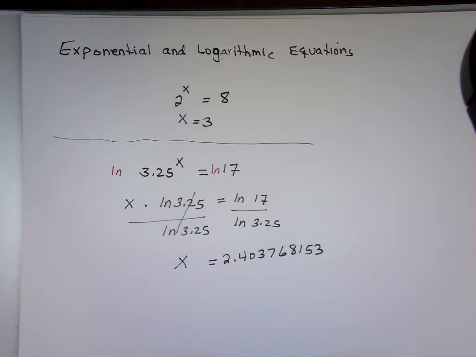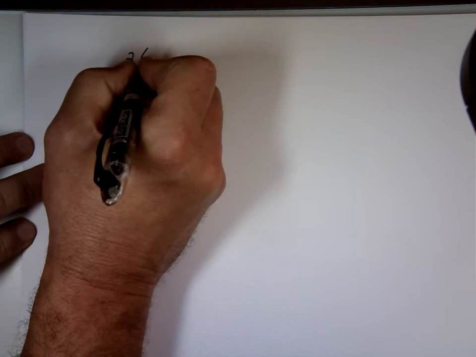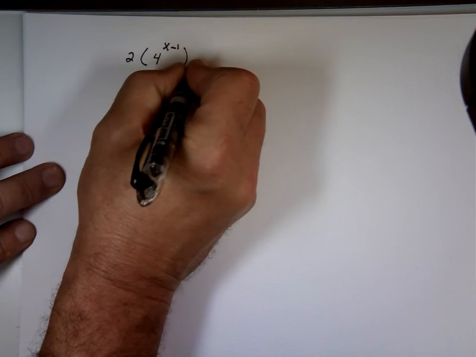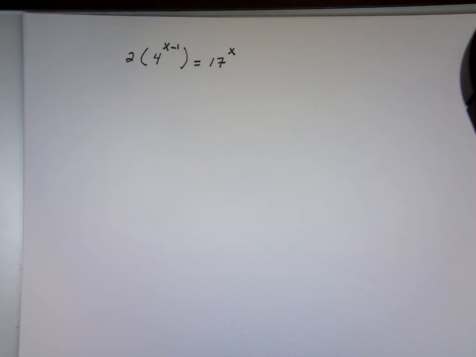So that's where actually the log comes in. When you have an exponential equation, you want to solve it. The only way to take care of it is by taking either the log or the natural log. Now that wasn't a bad equation. And what about if that equation got really ugly on me? Like what? 2 times 4 to the power of x minus 1 equals 17 to the power of x. If you think I'm going to guess with numbers, you're crazy.